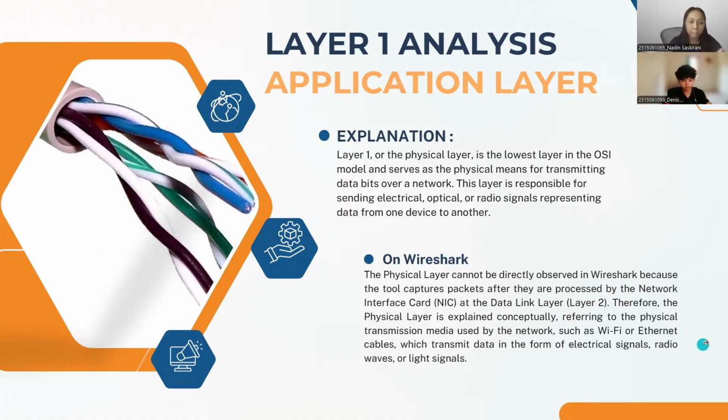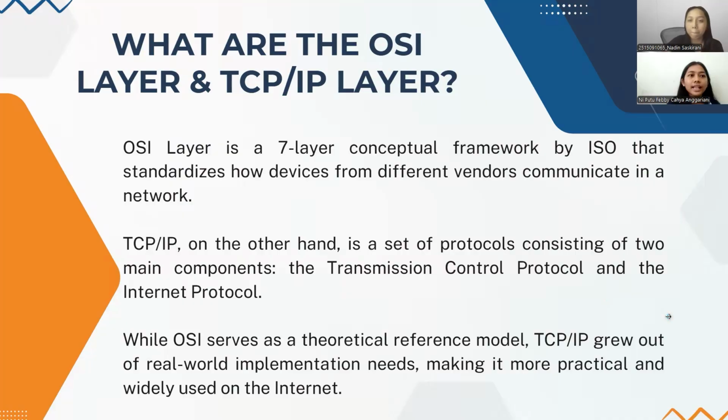Thank you. Next, what are the OSI layer and TCP/IP layer? The OSI layer is a 7-layer conceptual framework by the International Organization for Standardization, or ISO, that standardizes how devices from different vendors can communicate in a network. And TCP/IP, on the other hand, is a set of communication protocols used to connect devices in a computer network or over the internet, ensuring that data can be sent and received securely. While OSI serves as a theoretical reference model, TCP/IP grew out of real-world implementation needs, making it more practical and widely used on the internet.